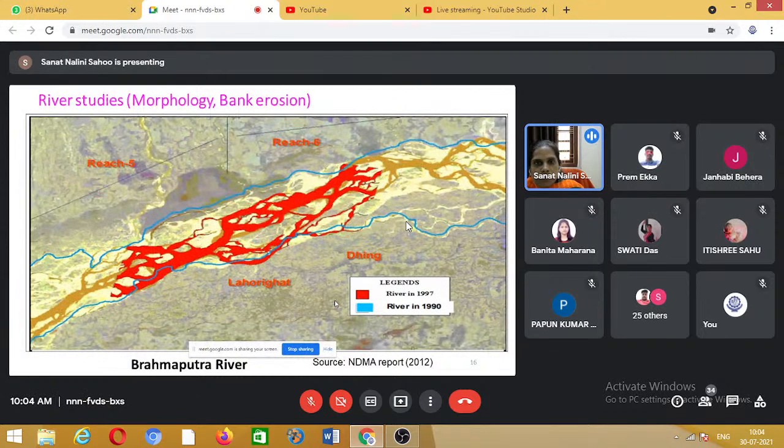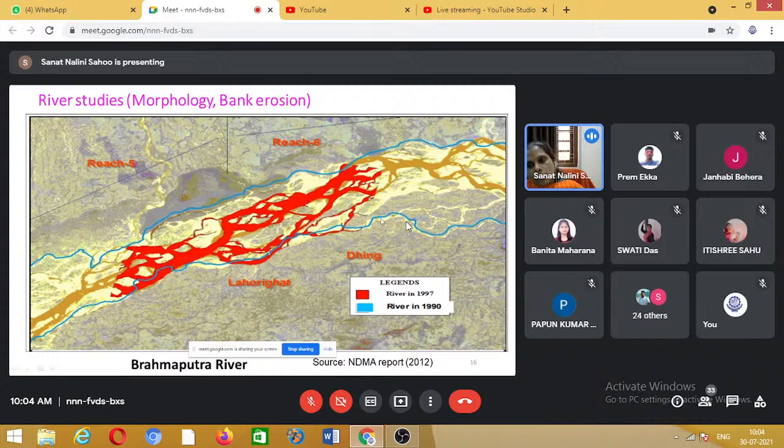Now coming to river studies, or morphology, or bank erosion. This shows the Brahmaputra River in the year 1997. The red marks are the river outline for the year 1997. Initially, in the year 1990, it was within these blue lines, that is, in 1990 it was here. Then gradually the river shifted to the red region in 1997. So within 7 years you see how the river has shifted for a particular stretch. So with temporal analysis of satellite imageries at a particular stretch, you can get an idea about this sort of changes which may affect your planning activities.